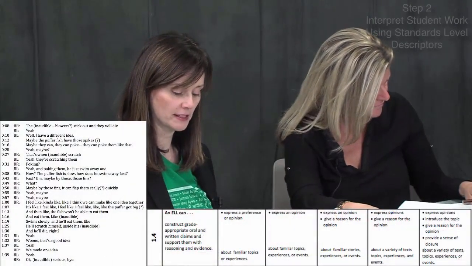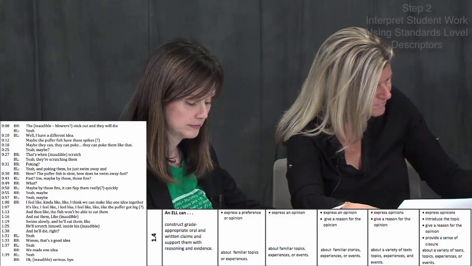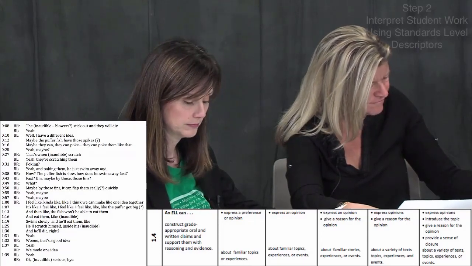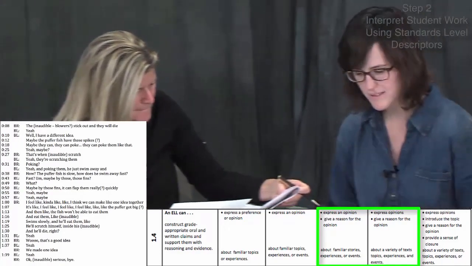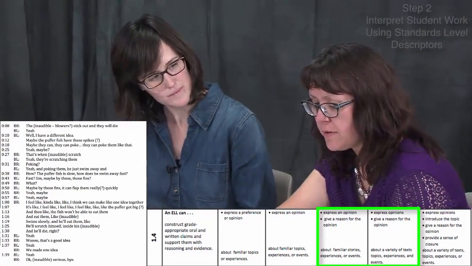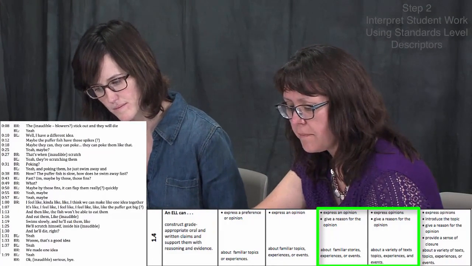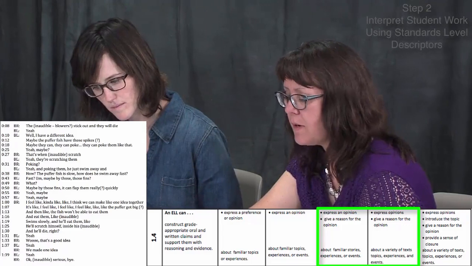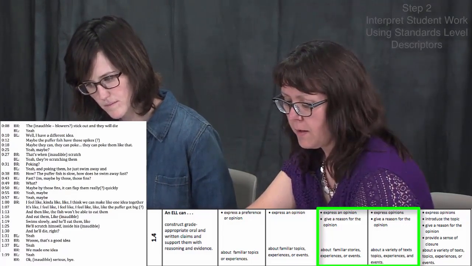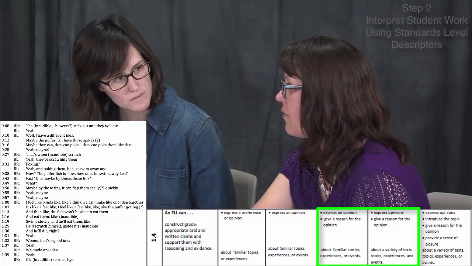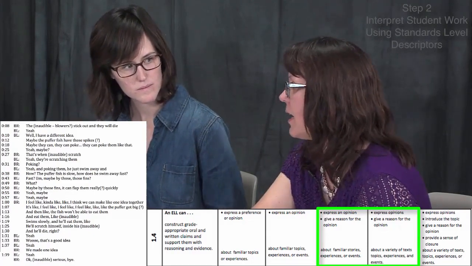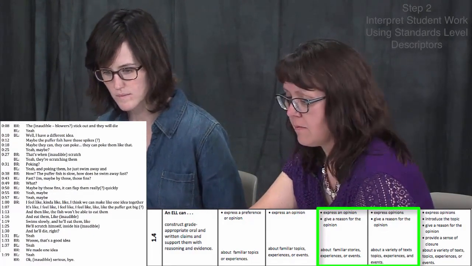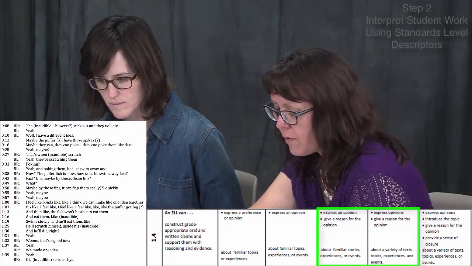Okay. So at this point, we'll interpret the student work using the standard 4 performance level descriptors. So when I'm looking at standard 4, there's not a lot of difference between a level 3 performance and a level 4 performance. The only difference I see on the chart is the context. So for level 4, about a variety of text, topics, experiences, and events. And knowing that this is something that they've studied from the book they read and the science lesson they had, I'd say it falls into the context of level 4 anyway.